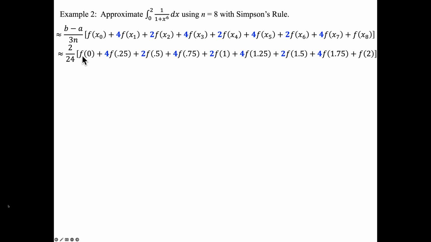And we need to find f of 0. Now remember, in the previous examples, our change in x, our width, was 0.25 or 1/4. So it's going to be 4 times f of 0.25 plus 2 times f of 0.5, 4 times f of 0.75, all the way up until we get to f of 2. And as you can see, it's going to end with a 2, 4, and then your very last x sub n.